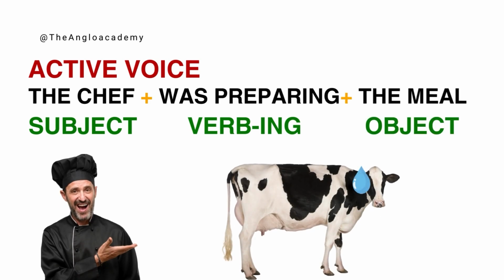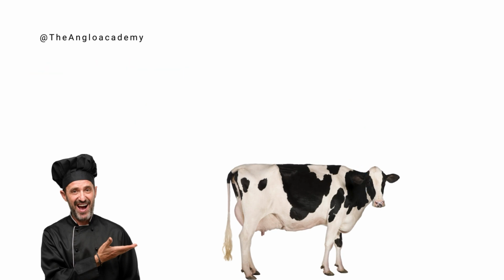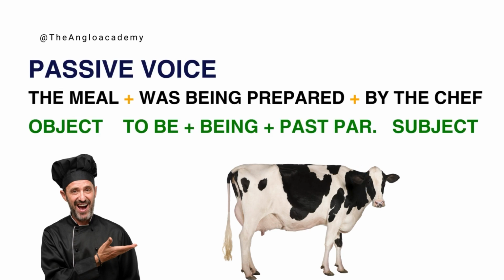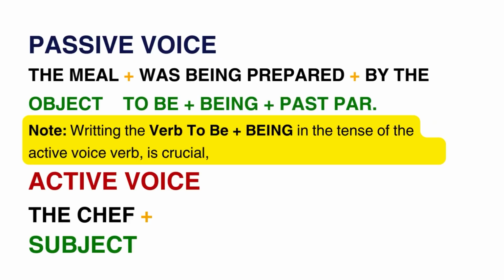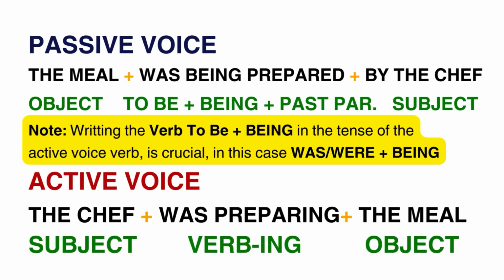The chef was preparing the meal. The chef, subject, was preparing, verb, in continuous shape, the meal, the object. And now the passive will be: The meal was being prepared by the chef. Was being is the continuous shape of the verb to be, and prepared is the past participle. You see? Let's continue.